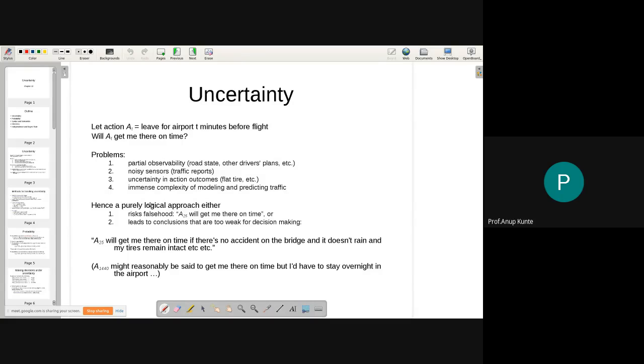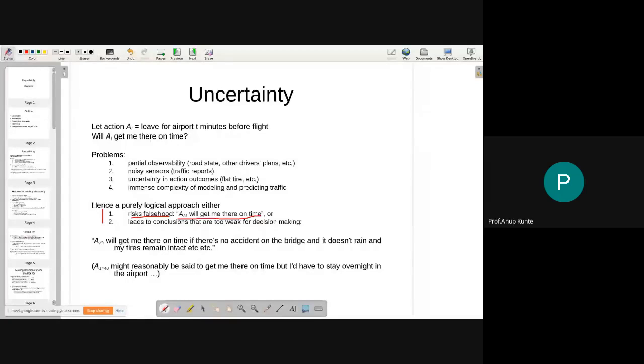Okay, so a purely logical approach could have a risk of falsehood: A25 will get me there on time, or it leads to conclusions that are too weak for decision making. So what do these two things mean? I'll briefly explain both. Risk of falsehood refers to this particular decision which I'm underlining, the decision that you take. A25 will get me there on time, that is, if I leave 25 minutes early for my flight time, then I can reach the airport. Okay, this is the decision.